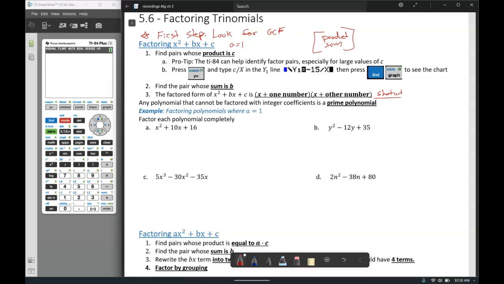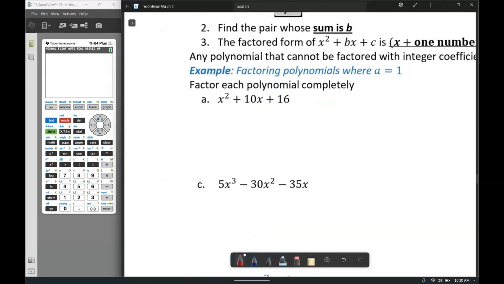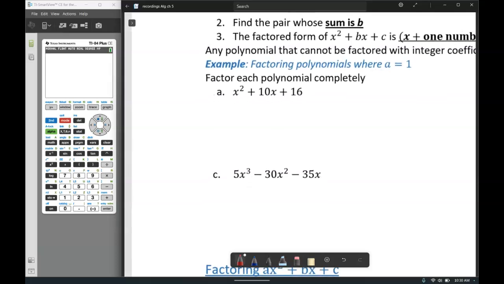If you don't have your graphing calculator handy, go ahead and grab it, because there's an easy way to help us identify our product pairs with our calculator that can make our work a lot easier, especially when we get large values of c. So let's go through the long way and then we'll look at our shortcut.